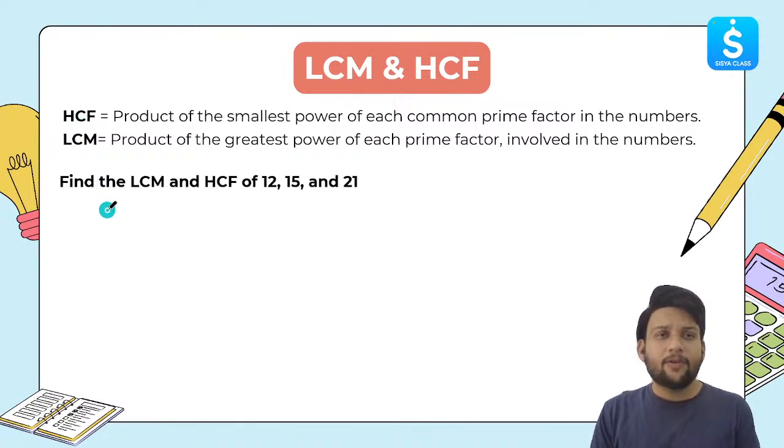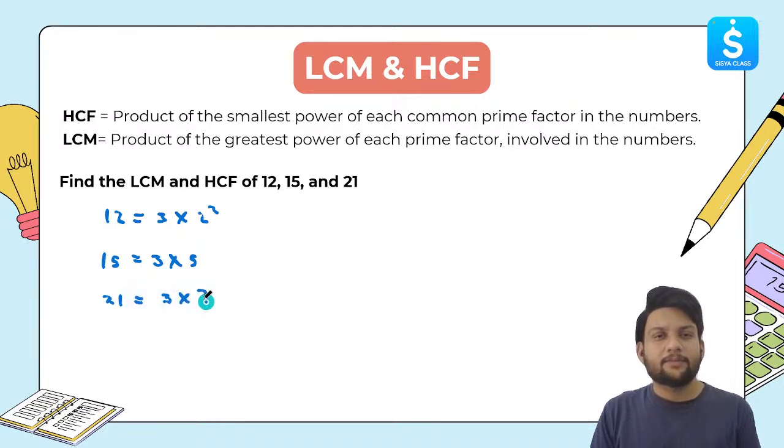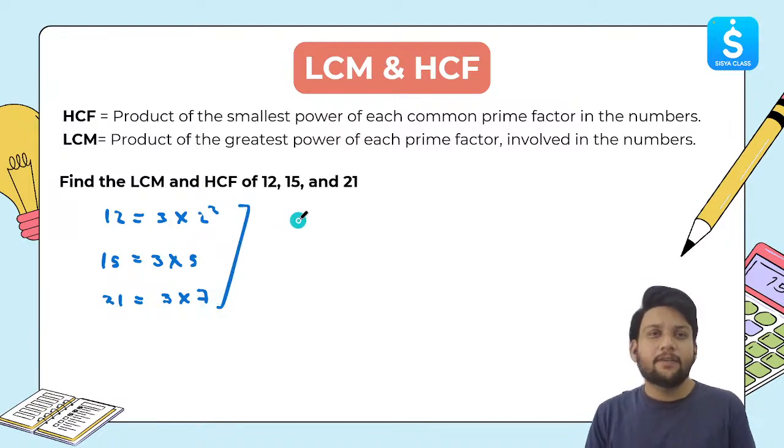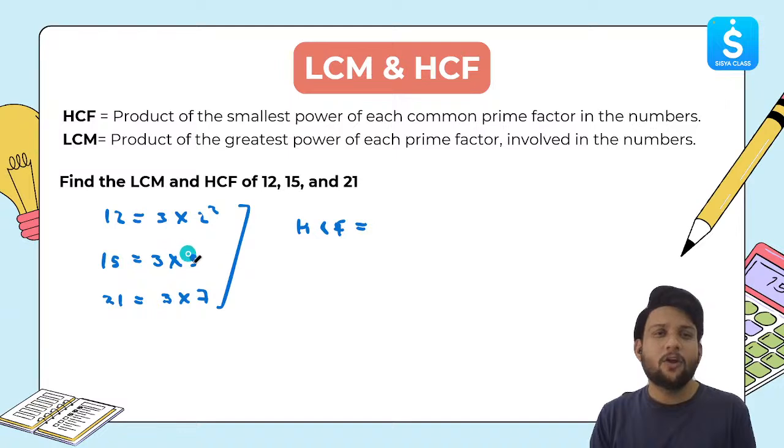First, let me quickly write 12 as 3 times 4, or 3 times 2 squared. 15 I can write as 3 times 5. And similarly, I can write 21 as 3 multiplied by 7. Now, just as we did in the previous case, HCF is the product of the smallest power of each common prime factor. What are the common factors? I can see 3 is the only common one. Can you see any other? No. So HCF is going to be 3.